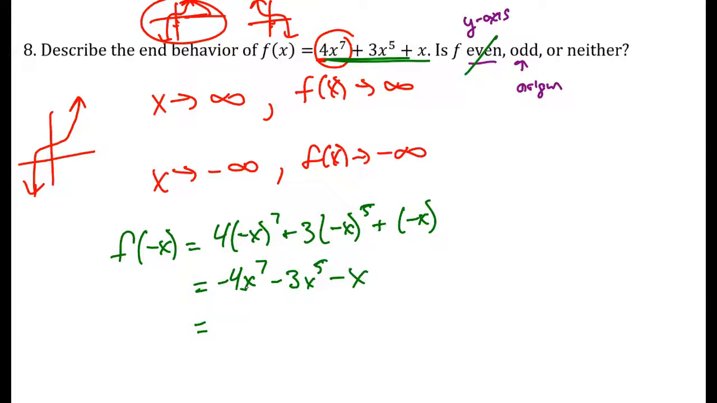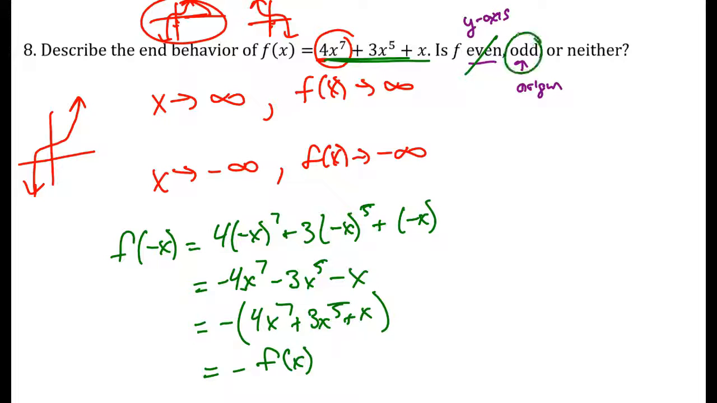But we did get the opposite of our function back. We got negative 4x to the 7th plus 3x to the 5th plus x if I factor out that negative 1. So we didn't get f of x back, we got minus f of x back, which is the definition of an odd function. If you plug in f of negative x, you get back negative f of x. That's just the algebraic way to see odd, which means it has symmetry about the origin if you looked at it graphically.